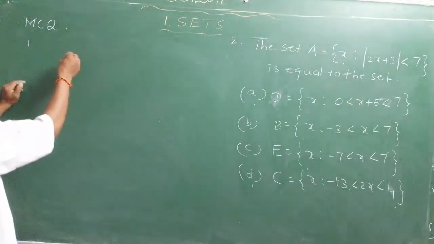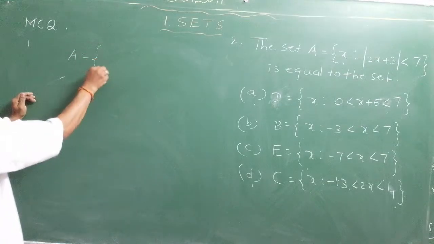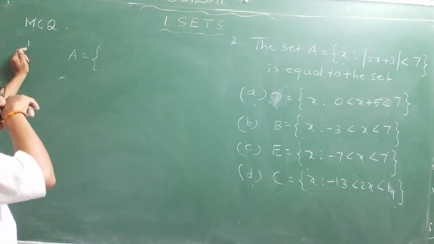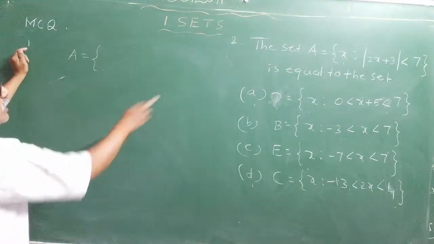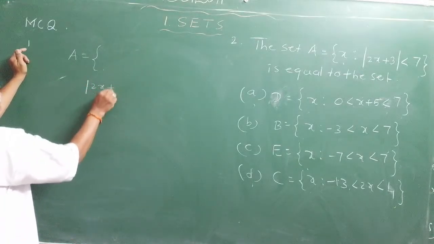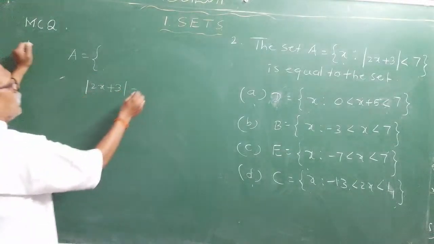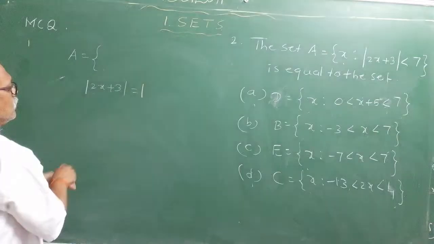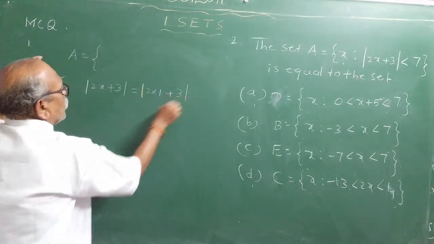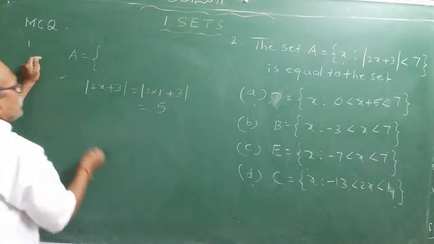First of all, try to get the elements in set A. The modulus is less than 7, meaning a positive number less than 7. If you put x is equal to 1, the modulus of 2x plus 3, what do you get? 2 into 1 plus 3, 2 plus 3 is 5. You are getting 5. It is less than 7.